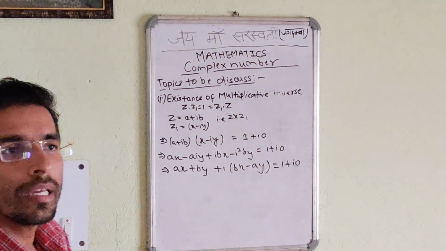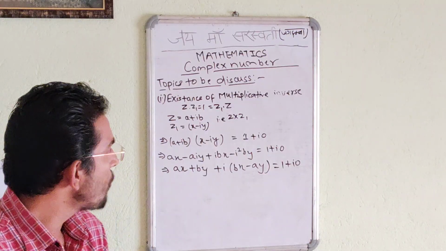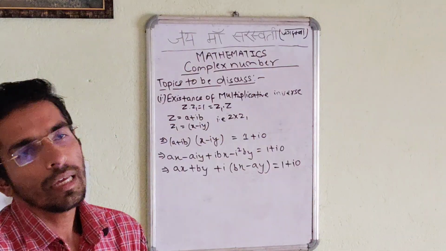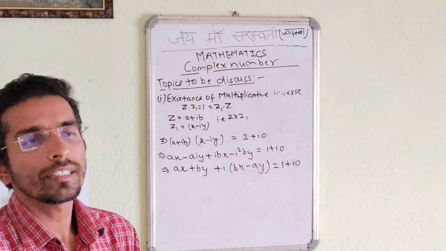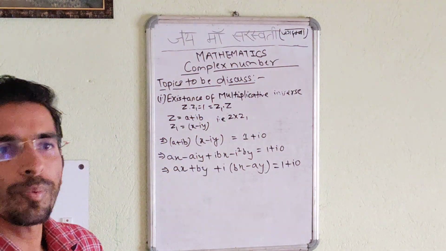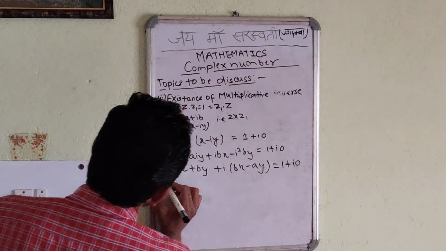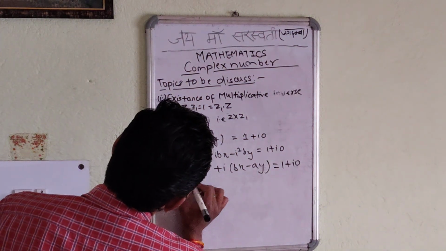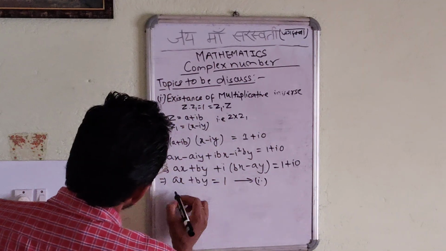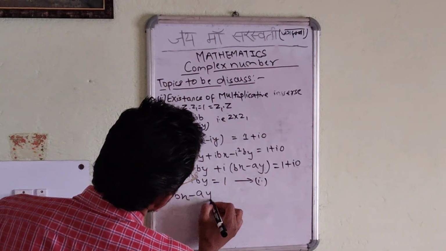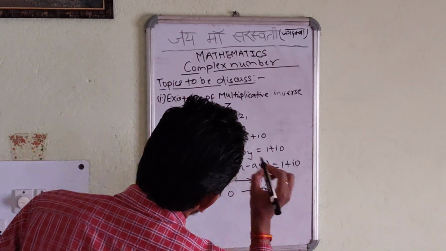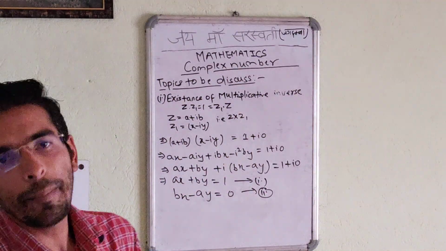Now we will use the formula for equating two complex numbers. Whenever two numbers are separated by an equal sign, we can equate them with their real part as well as imaginary part. So we see here ax + by = 1, the first equation, and secondly bx - ay = 0, the second equation. So we have got two simultaneous equations.